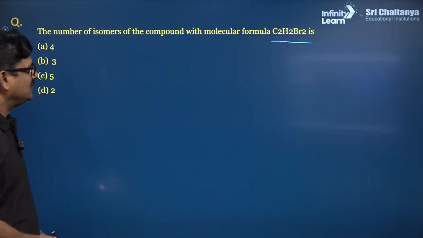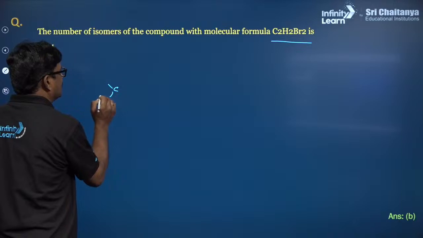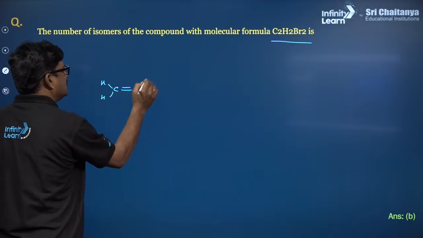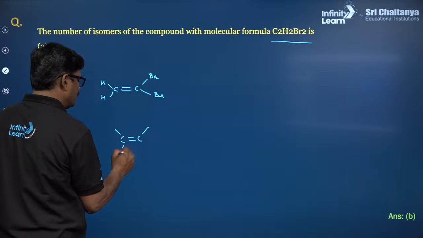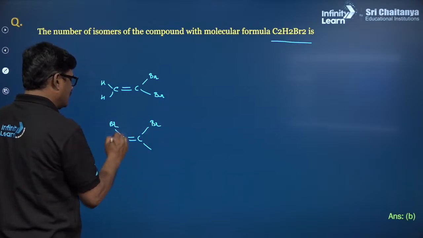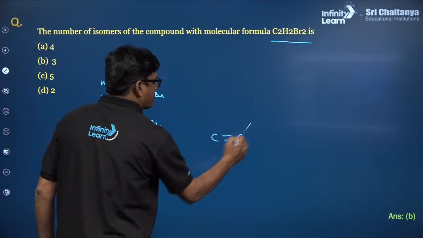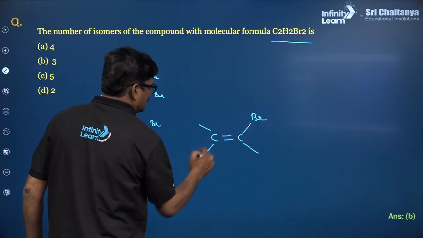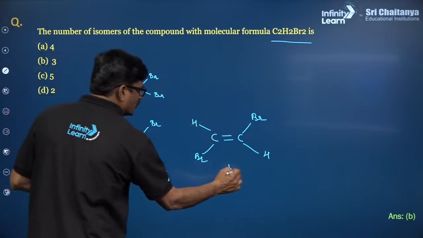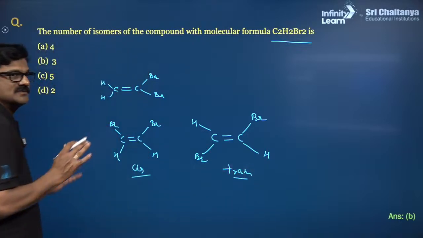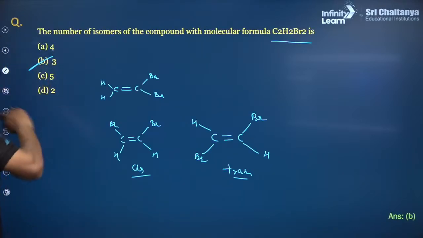Fine. Now in this, how many are you going to get? Let us say H, H double bond C, Br and Br; C double bond C, Br and Br and H and H; and C, Br, Br, H and H. You can see here this is a cis isomer and this is going to be the trans isomer, cis-trans isomers. Got it? And it is going to be 3. 3 is the correct answer for this.